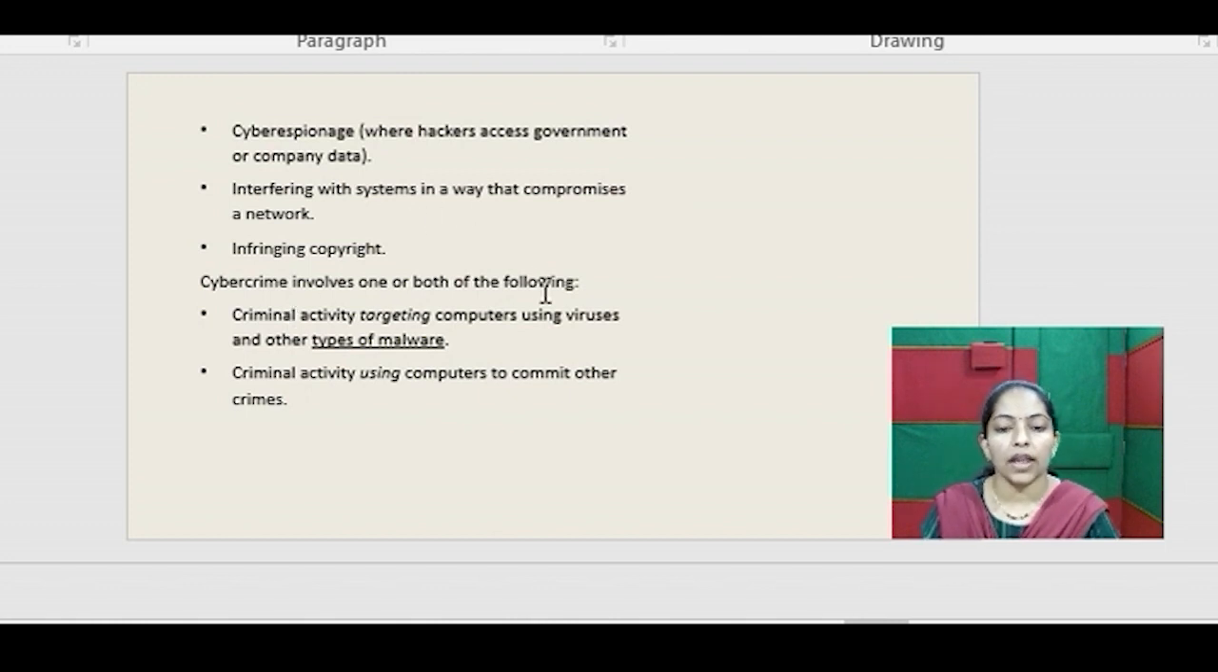Next cybercrime is infringing copyrights, and interfering with a system in a way that compromises a network. Cybercrime involves one or both of the following concepts. First is criminal activity targeting computers using viruses and other types of malware. Second is criminal activity using computers to commit other crimes.